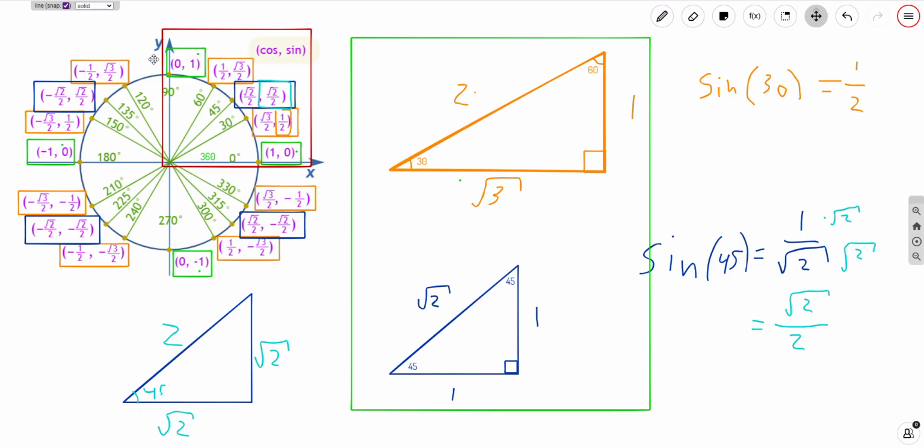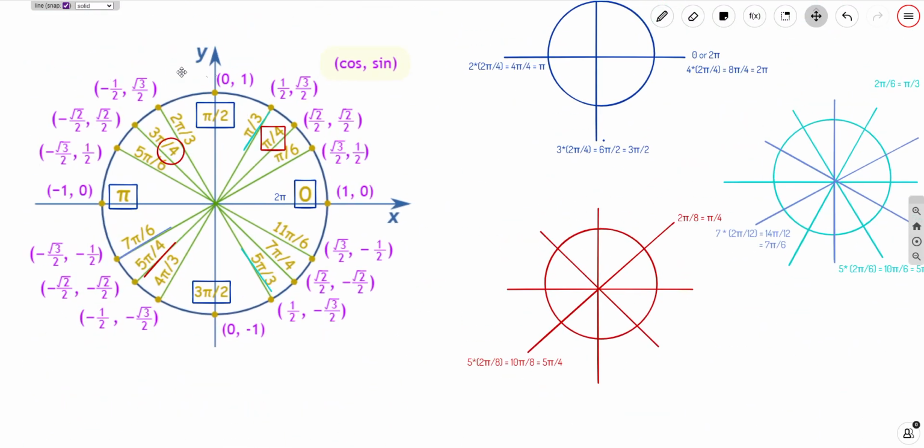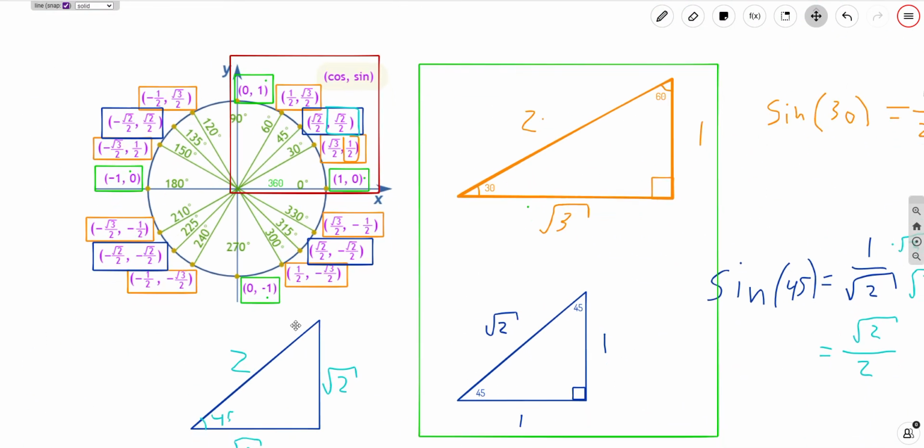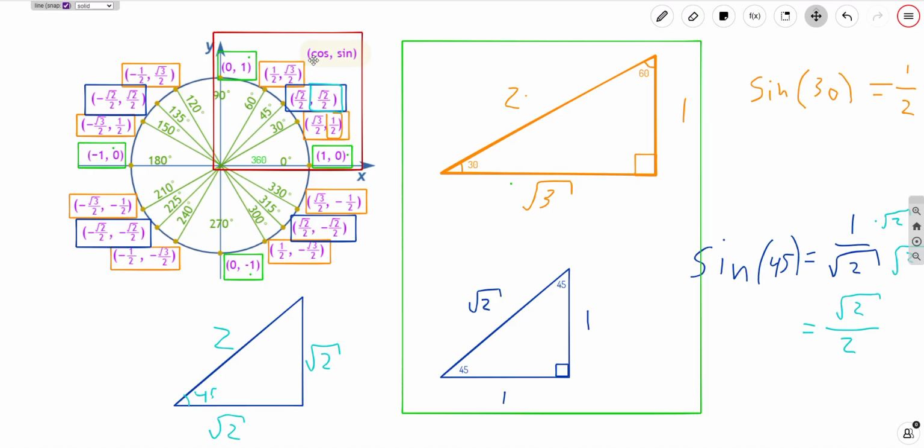So when we look at this unit circle, the three things that we want to know are the degrees of each of these angles, also the radians of each of these angles, and the cosine, sine, and tangent of each of these angles, and also these numbers here, which are the coordinates of each of the points that make up each angle.